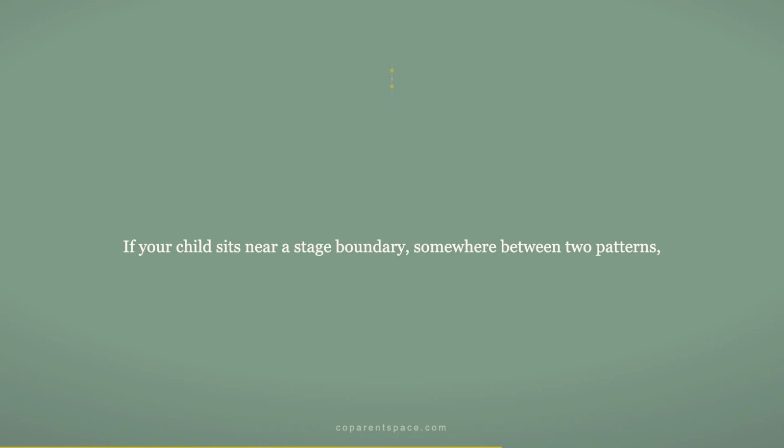If your child sits near a stage boundary, somewhere between two patterns, that's normal. Most families review the schedule a year or so before each transition and start adjusting in advance. The 4 main patterns. Underneath the variation, 4 schedule patterns cover almost every functional family. Knowing them by name makes the conversation with your co-parent easier.